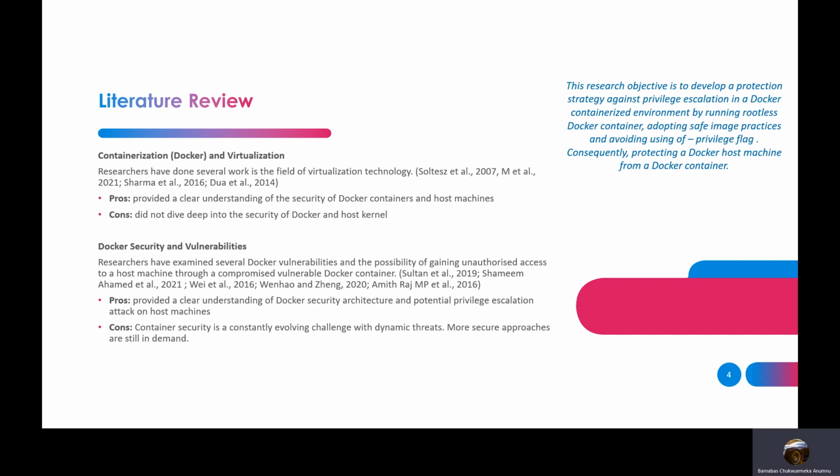This research objective is to develop a protection strategy that can prevent privilege escalation in a Docker containerized environment. It will achieve this by running rootless Docker containers, adopting safe image practices, and avoiding the use of the privilege flag. The privilege flag should only be used with caution if it is a mandatory option.